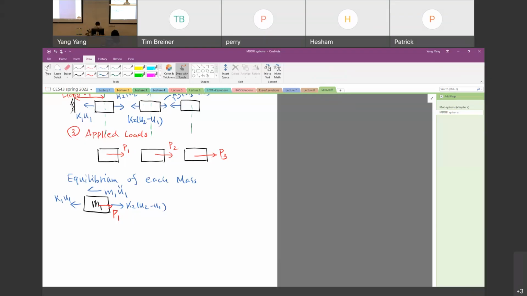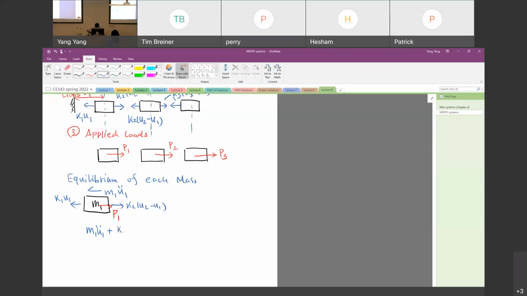Not yet, I'm working on it. Oh, okay. So we have, it's all going to equal P1. And so it's M u1 double dot plus K1 U1 minus K2 (U2 minus U1) equals P1? That was a guess. Was that close?